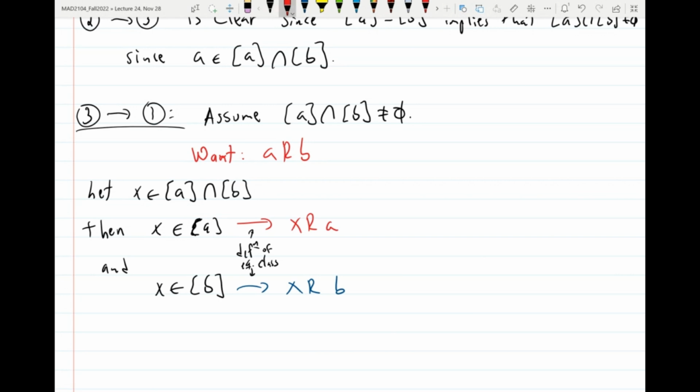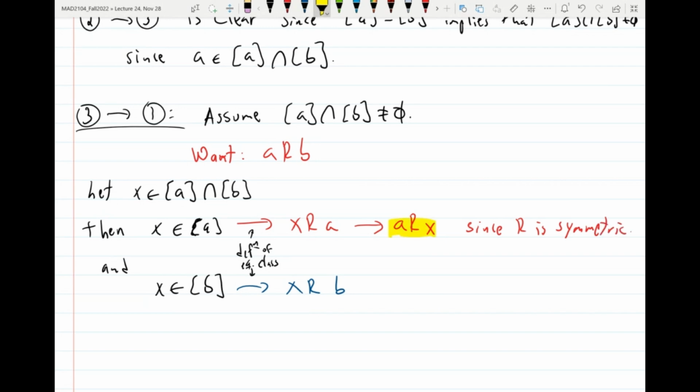Now, this is not exactly what I want. I want to prepare this a little bit more. Now, this means that A is related to X. Why? By symmetry, because R is symmetric. Remember, it's an equivalence relation, so in particular, it's symmetric.